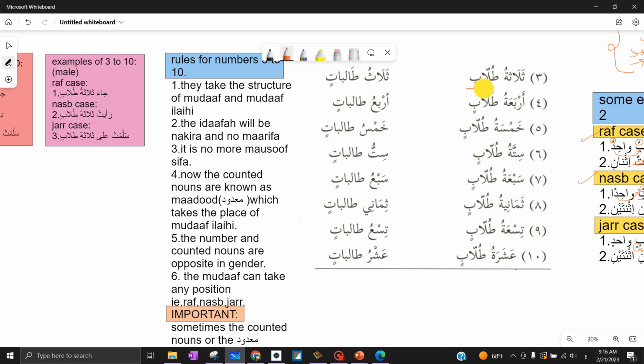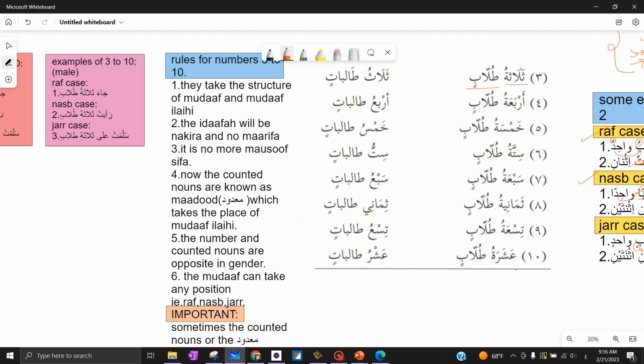Now, this is called the counted nouns, the thing that you count. And the numbers is the first part. Before it was the noun and then the sifa coming as number. Now it's just the opposite. First the number comes and now the noun comes after. That is the counted noun, the thing you count.